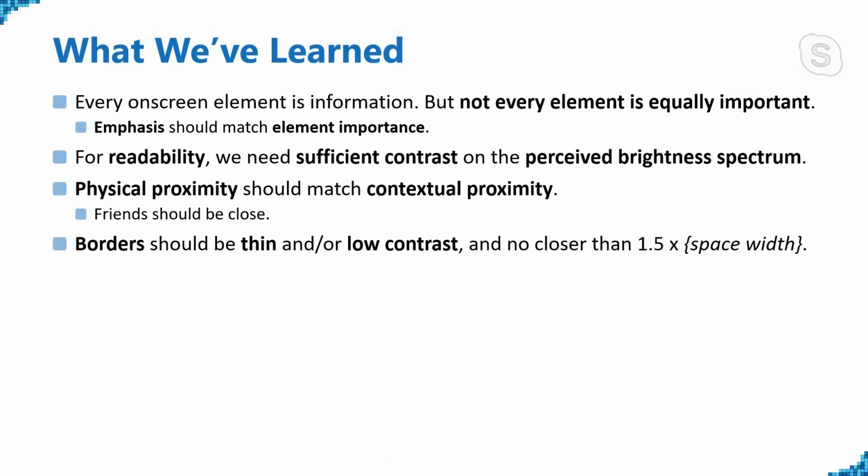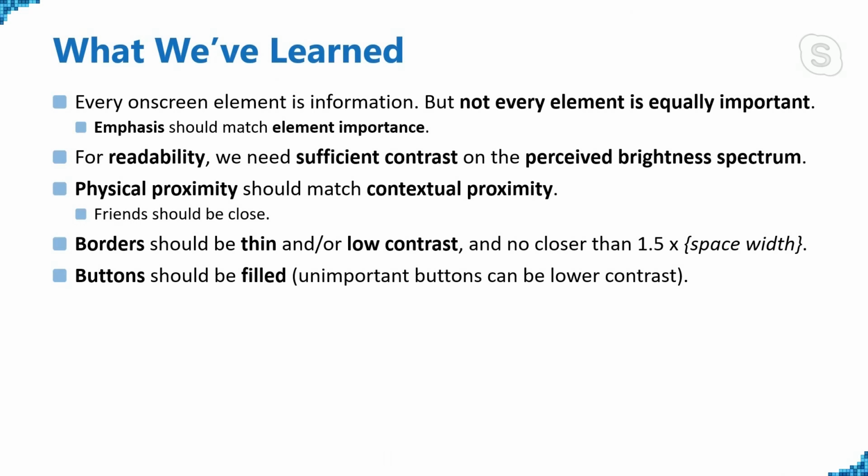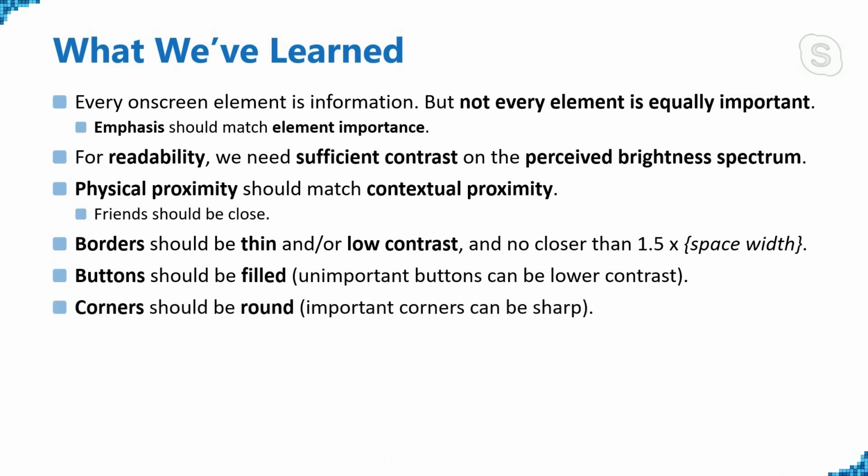Borders should be thin and/or low contrast, and no closer, this is a guideline, than 1.5 times the space width. And you can break that guideline if you go super low contrast on the border, or you make it super thin. Get it closer if you need to. Buttons should be filled, and unimportant buttons can be filled, but with a lower contrast against the background. Corners should be round, except for important corners, which can be sharp.